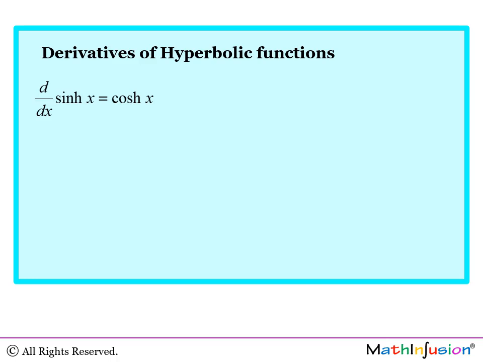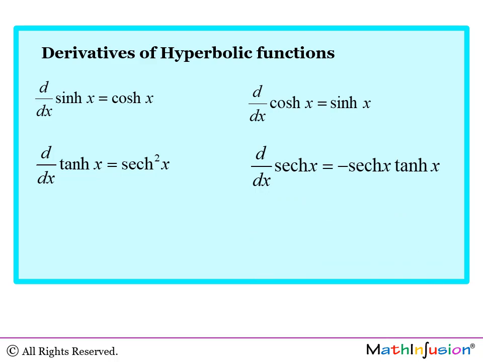We will start with the derivative of sine hyperbolic x. This is cosine hyperbolic x. d dx of cosine hyperbolic x is sine hyperbolic x. d dx of tangent hyperbolic x is secant hyperbolic x to the power of 2. And d dx of secant hyperbolic x is negative secant hyperbolic x times tangent hyperbolic x.